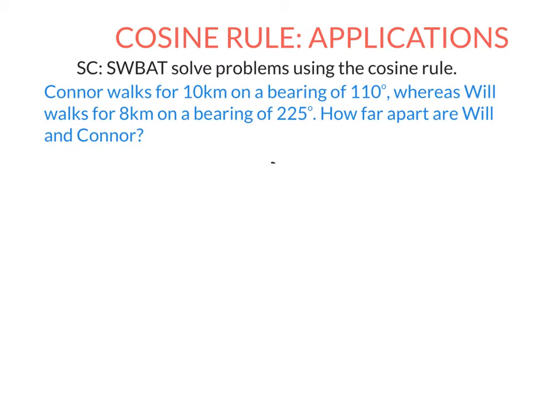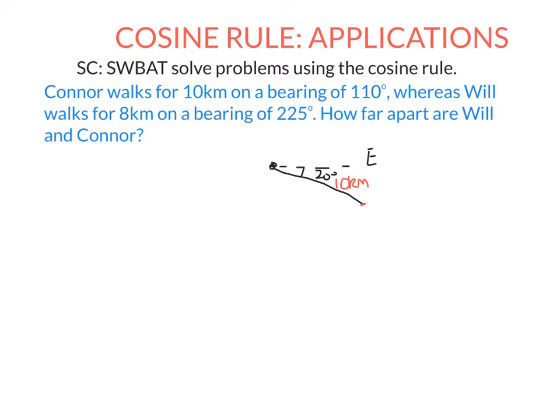So we're starting from some point here. So a bearing of 110 degrees. So remember 90 degrees is due east. So 110 degrees will be about here. And of course that angle would be 20 degrees. So we're told that Connor walked for 10 kilometers. So Connor ends up over here.